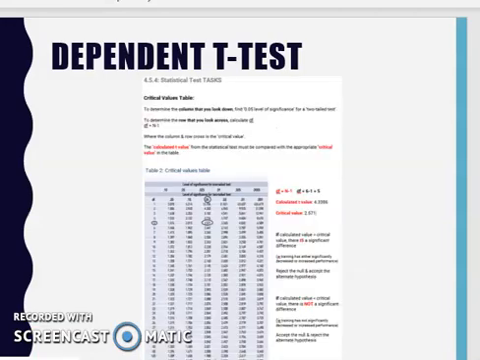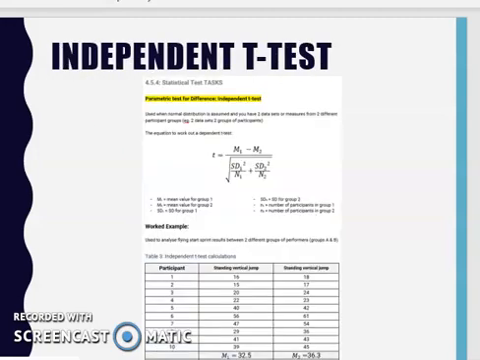Here's again how to work out the significance on a critical values table, and significance is 0.5, and it's a two-tailed test, and then you work it out, and this one is not significant. Here's an independent t-test, and again you work through it, and the equation's there.